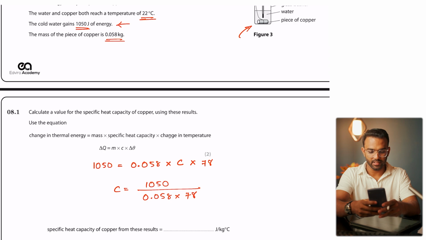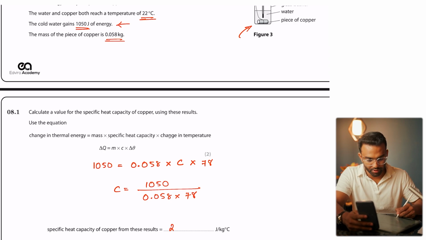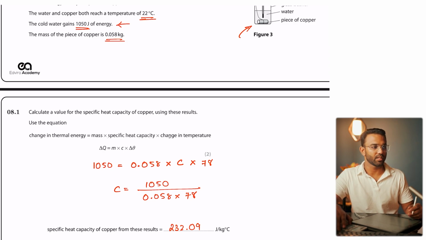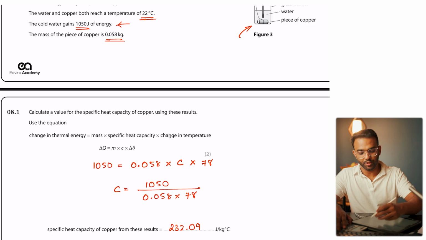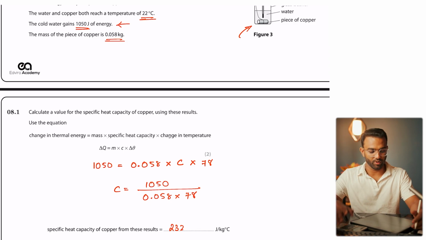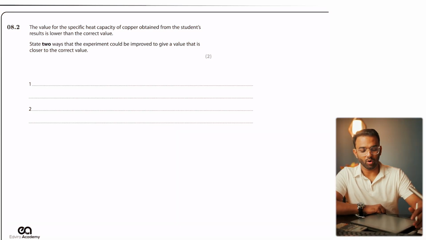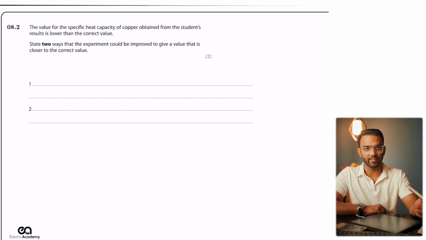0.058 times 78 is giving me a value of 232.09. There we go. So you could round this to 230 if you wish to. That is the specific heat capacity of copper from this. It does say accept 232 as well, so you could write it that way, or 230 if you want to round it to significant figures. So the value of heat capacity of copper obtained from the student's result is lower than the correct value.